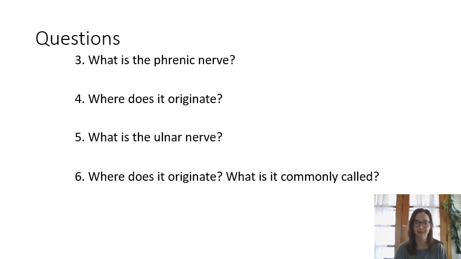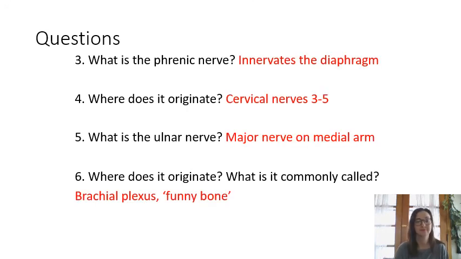All right, what's the phrenic nerve? Where does that phrenic nerve originate? What's the ulnar nerve? Where does it originate, and what do we commonly refer to it as? All right, so the phrenic nerve innervates the diaphragm. It originates from cranial nerves 3 through 5. The ulnar nerve is the major nerve on the medial aspect of the arm. It originates from the brachial plexus, and when you hit it, you call it your funny bone.